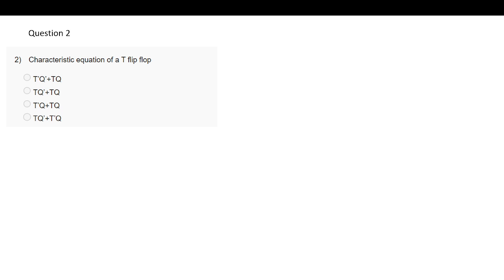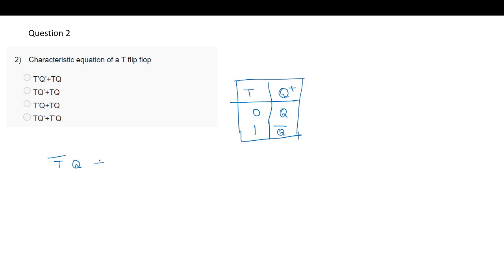The next question, what is the characteristic equation of a T flip flop? So we know that for T, Q plus: 0 gives Q, 1 gives Q bar. So when T is 0, output is Q, and when T is 1, output is Q bar. So this is the Q plus characteristic equation: T Q bar plus T bar Q.